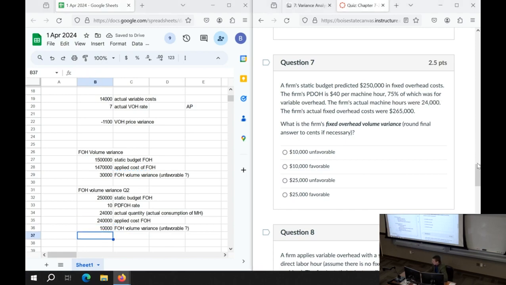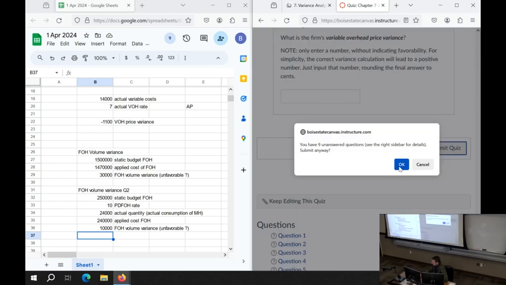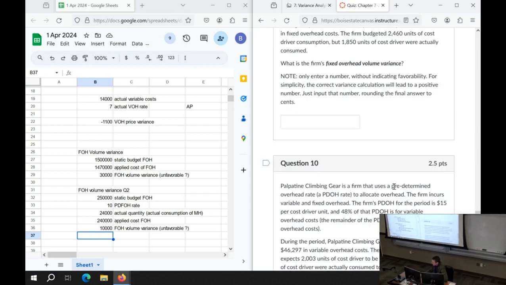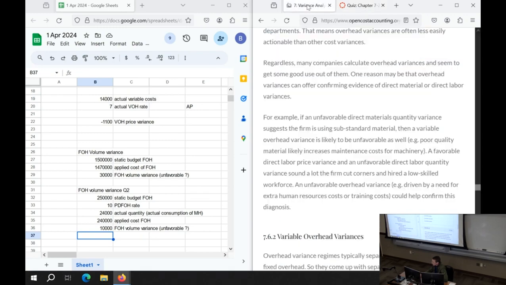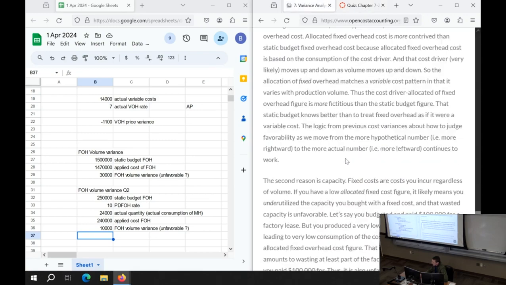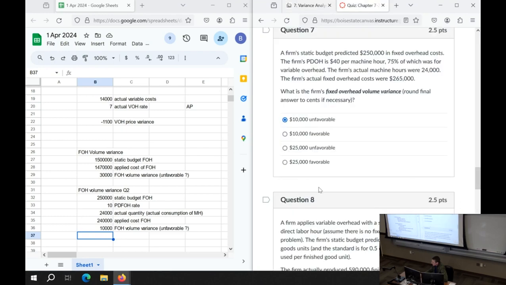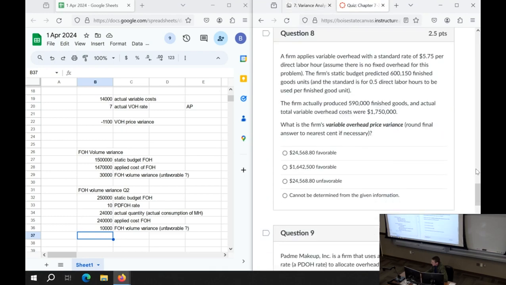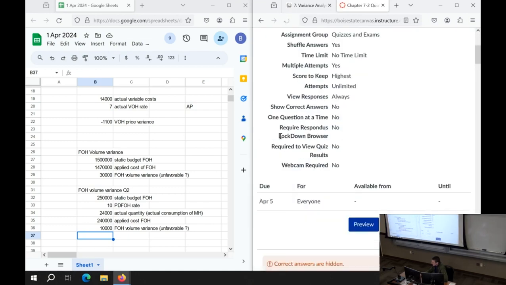So before I go any further, let me test out my thinking and see which of my diagrams is right. Oh, I didn't answer the second one. I said unfavorable. And we can ignore this one, by the way. When looking at volume variance, we can ignore the actual costs because that's way over here. When we're worried about spending variance, we're worried about static budget and applied cost. So let's test that out and see if we got 5 points or 0 points.